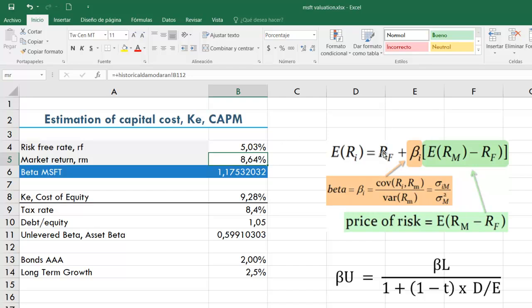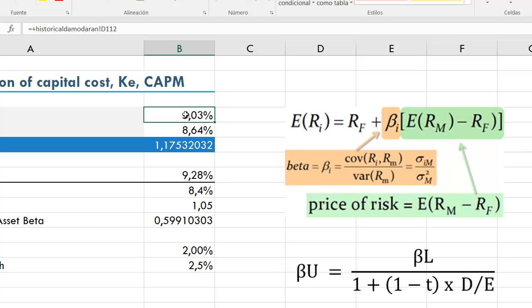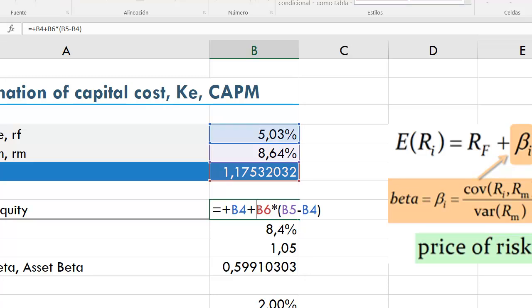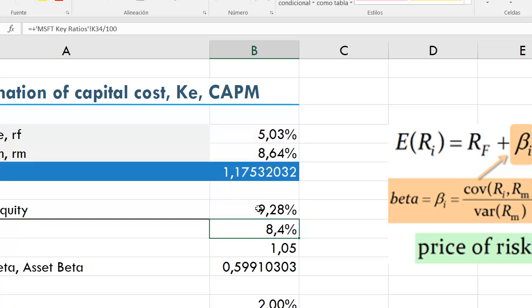So again, we have the risk-free rate, which is 5.03% as an average of the return on the risk-free asset, plus the beta of the company, which is already estimated, times, open parentheses, the market return minus the risk-free rate. That is estimated right here on cell B8. I just selected the variables. That's halfway. That is the expected return on the equity with a levered beta.